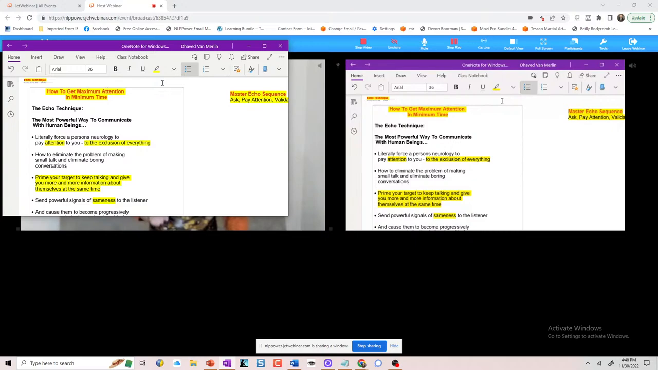To the exclusion of everything else. Now, how many of you, by show of hands, have ever been at a party? Maybe it's really loud, lots going on, you're across the room, and you hear your name mentioned by somebody all the way on the other side of the room. Anybody ever have that experience? Right? Why does that happen?